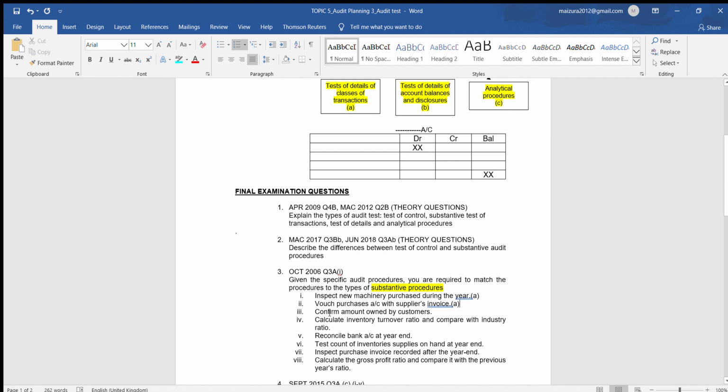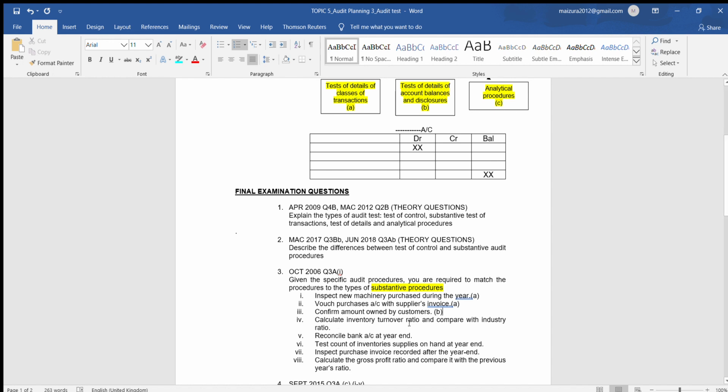Now the third audit procedure is confirm amount owed by customer. Customer in accounting terms is account receivable. Assuming that this is the account receivable account, you have the debits and credits. Remember, the debits would be all the sales, and the credits would be the returns, the discount, the bank. When you want to confirm the amount owed by customer A, for example, to look at how much they owe would be the balance. So you are doing B here. Okay.